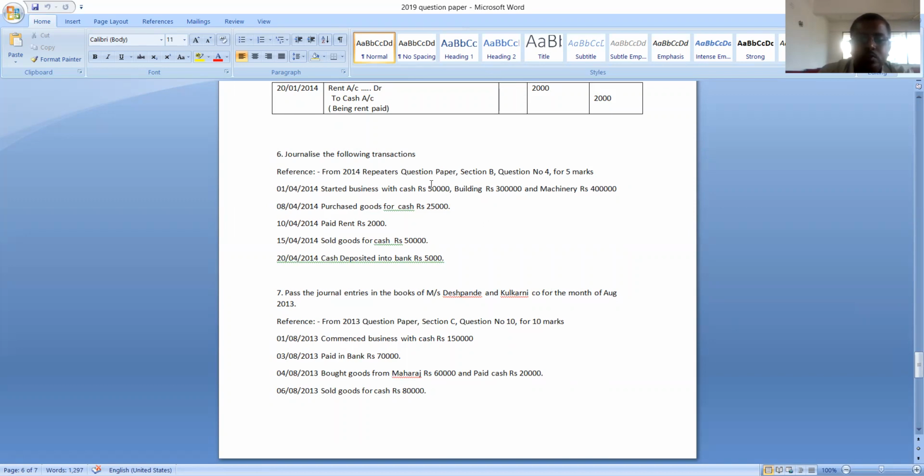This particular problem is from the 2014 repeaters question paper. It appeared in section B as question number 4, and it appeared for 5 marks. The question is, journalize the following transactions, and here 5 transactions are given. We need to pass the journal entry for these 5 transactions.